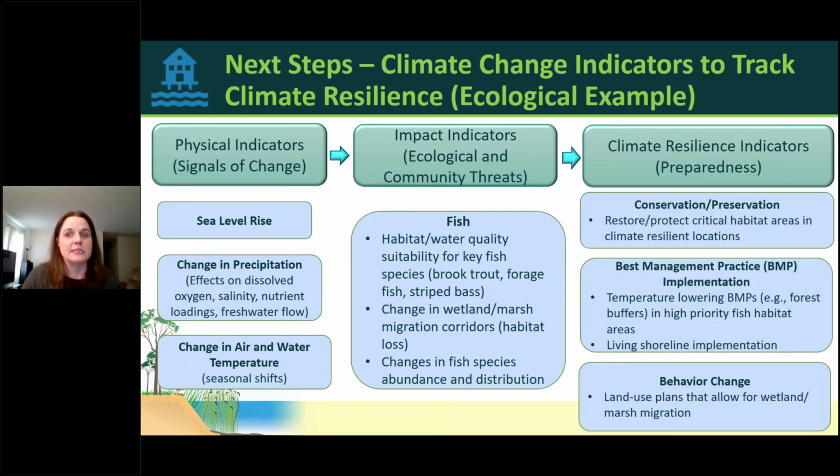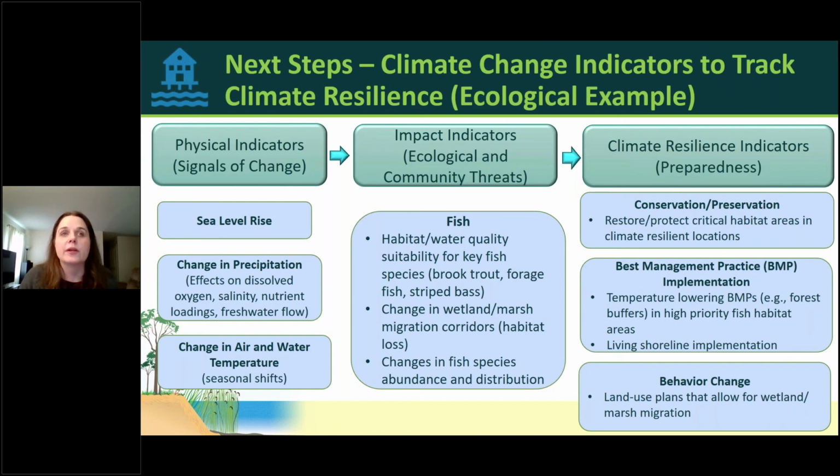Eventually, where we want to get is to build climate resilience indicators to track how prepared we are for these changes and these impacts. We've been discussing indicators around conservation and preservation. So we are doing different analyses to see where different critical habitat areas are. Are there any areas that happen to be in climate resilient locations? And why are those areas resilient?